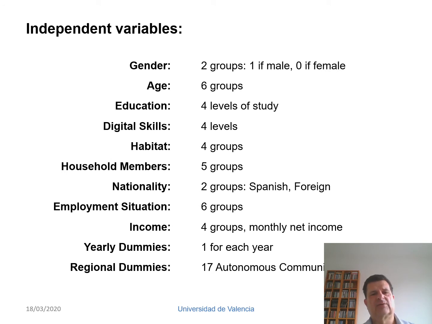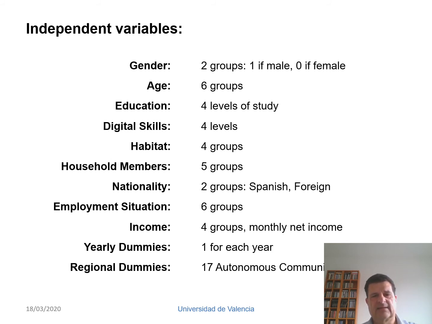Here, the independent variables that we are considering, so that would be the explanatory variables, would be the gender, for which we are using 2 groups, 1 is equal to male, 0 is female. Age, we have 6 groups that we saw in the previous table 2. Education, 4 different levels. Digital skills, 4 different levels. Habitat, 4 groups that we saw also in the previous transparencies. Household members, 5 different groups. Nationality, 2 groups. Then employment situation, 6 groups. Income, 4 groups. And then we also use yearly dummies, 1 dummy for a year. And then regional dummies, we have 17 autonomous communities plus 2 autonomous cities. And so that would be the data.